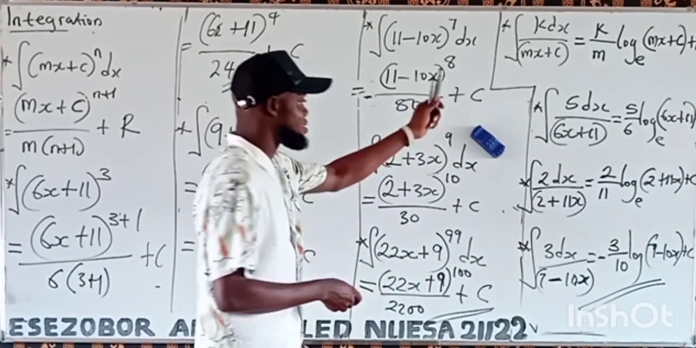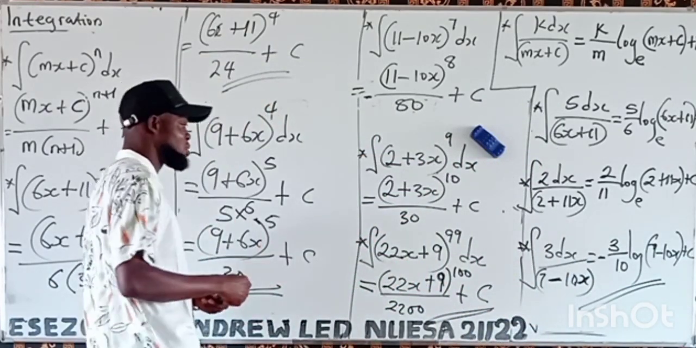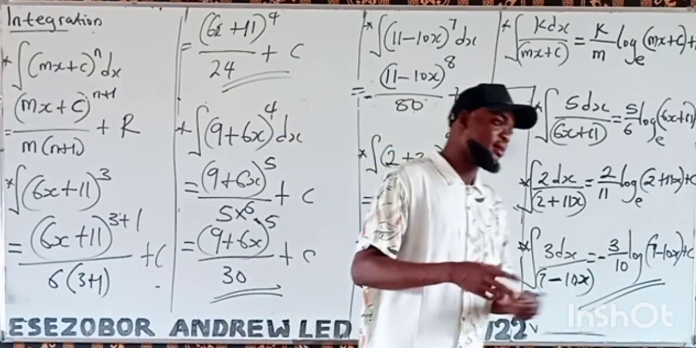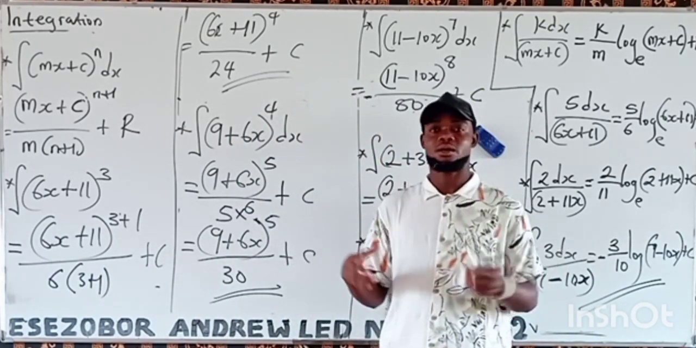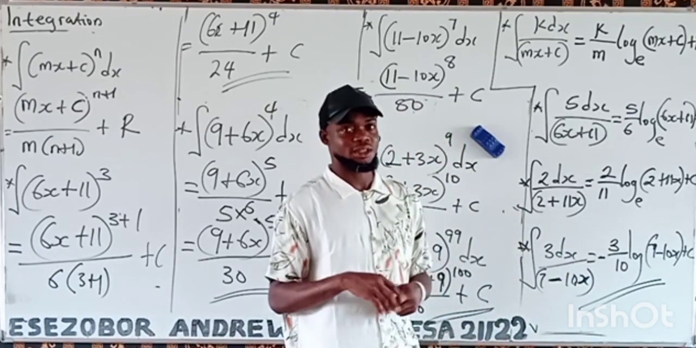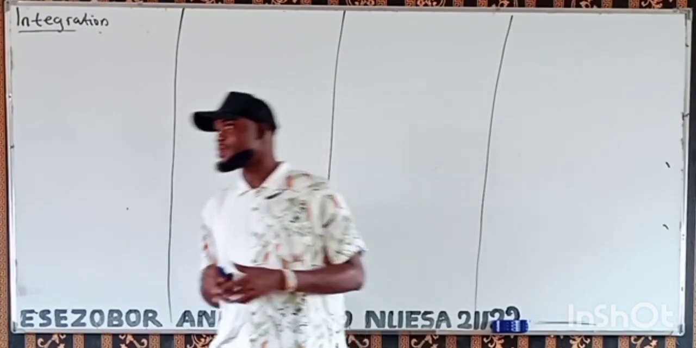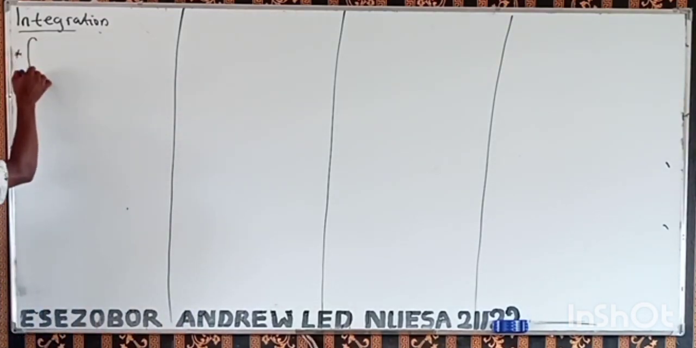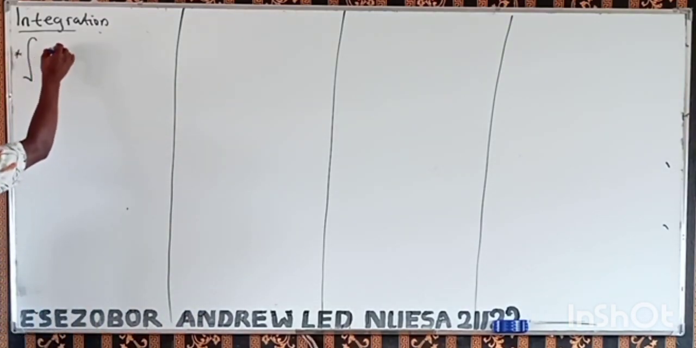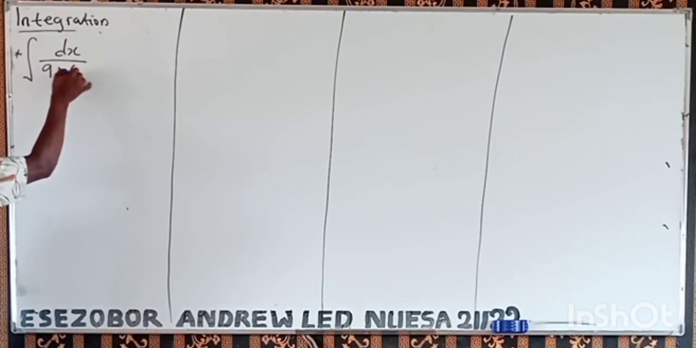So I'm going to look at more questions under this. Then we'll look at how to integrate using partial fractions, and then move on to the other things we have for the day. Alright, let's have more questions under this. Let's say we have integral dx over 9 plus 6x.